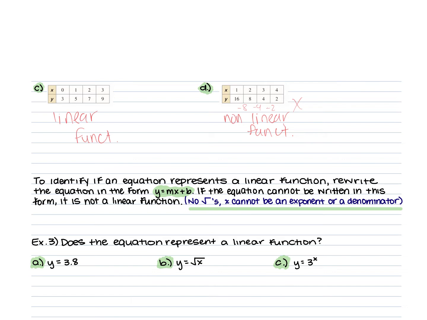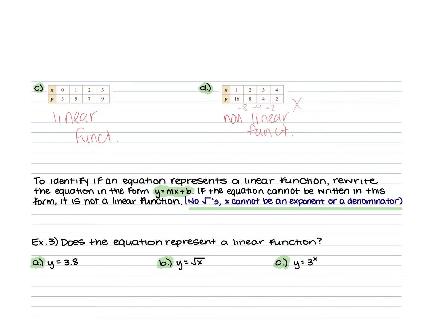If it's an equation, it must match the equation y equals mx plus b. Highlight that. Y equals mx plus b. We have to be able to rewrite our equation in this form if it's linear. If it's nonlinear, then we may not be able to write it in this form. Understood? Okay. Now, please underline what I underlined.